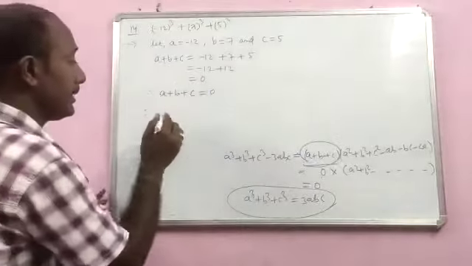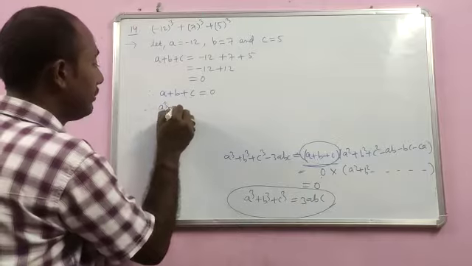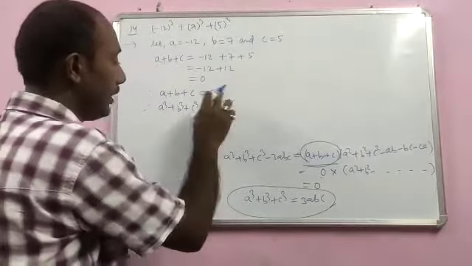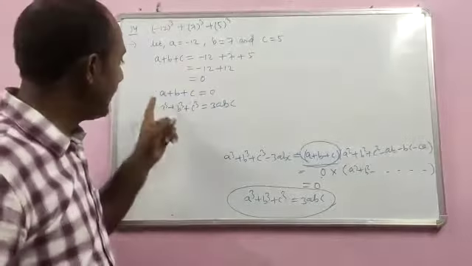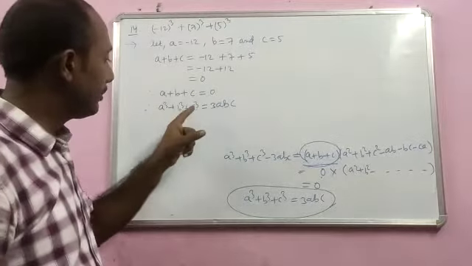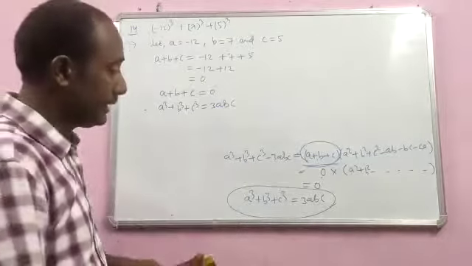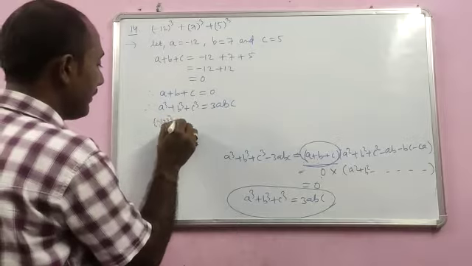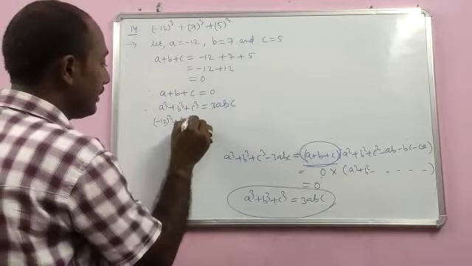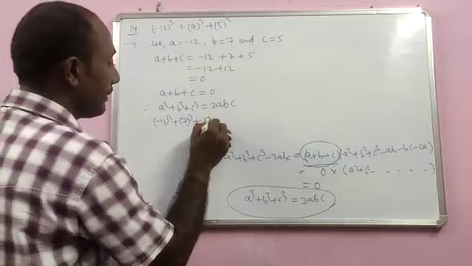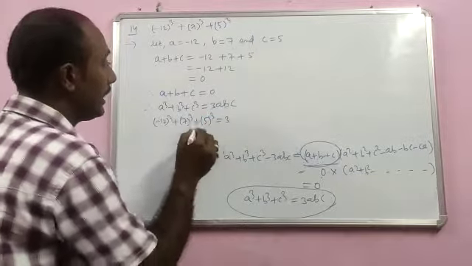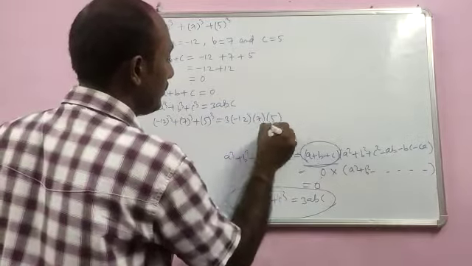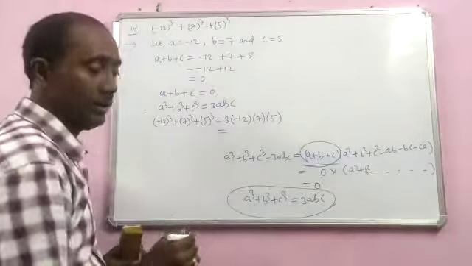Here also A plus B plus C is 0, so we can write that A cube plus B cube plus C cube is equal to 3ABC. So you have to remember this, that in case A plus B plus C is 0, then A cube plus B cube plus C cube is equal to 3ABC. Next we will replace A by minus 12, B by 7 and C by 5. So this will be equal to 3ABC, so 3 into minus 12 into 7 into 5. And now you need to multiply all.